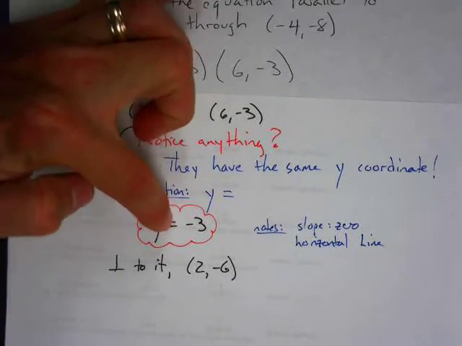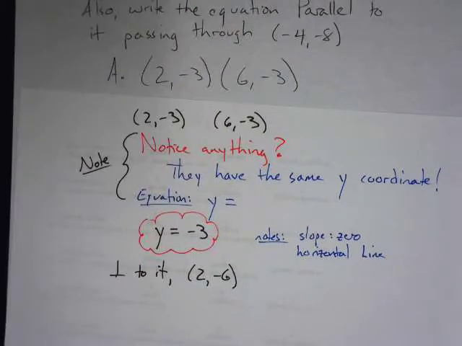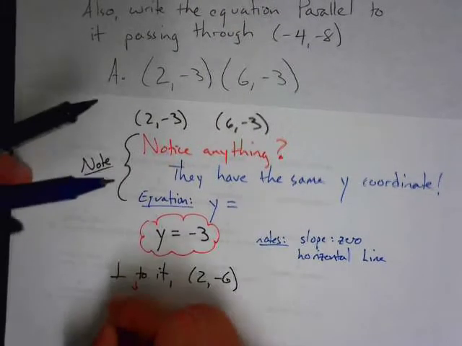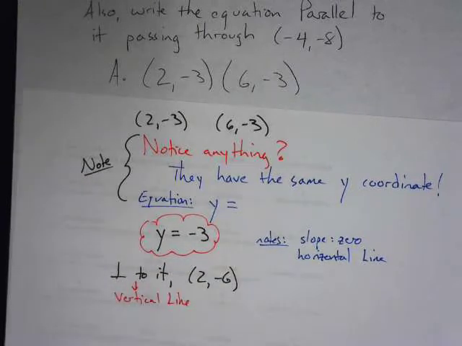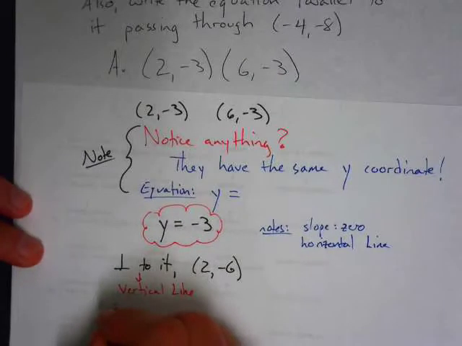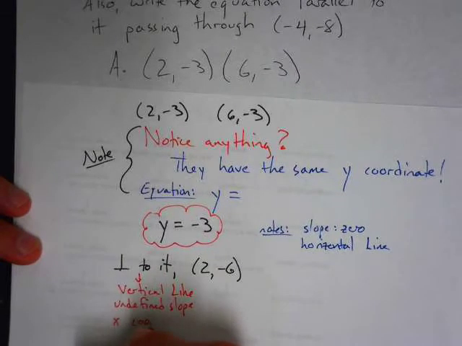If this equation is a horizontal line, perpendicular to it then means it's going to be a vertical line, right? And that means it's going to go up and down, and the x coordinates will all be the same. That's so important to know. So it's going to be a vertical line. We're going to have an undefined slope, and that means the x coordinates are going to be the same.